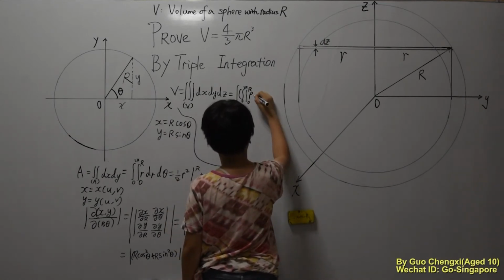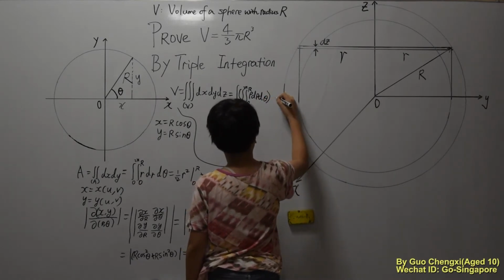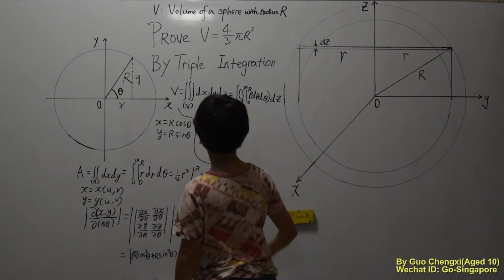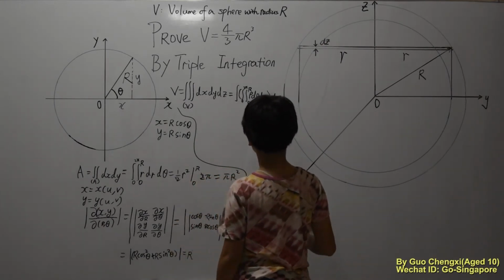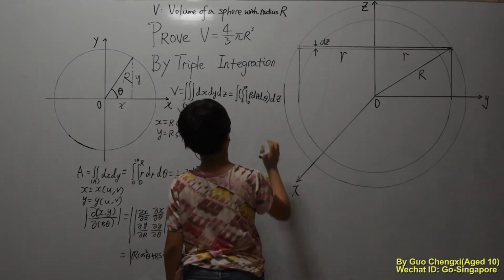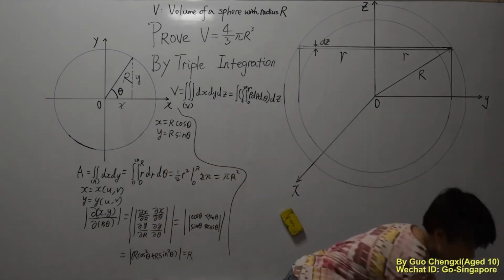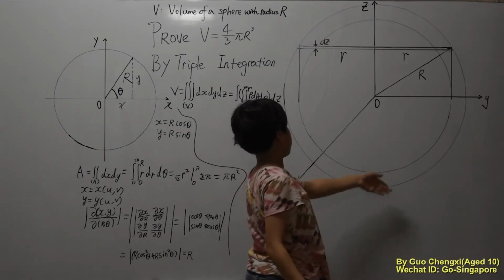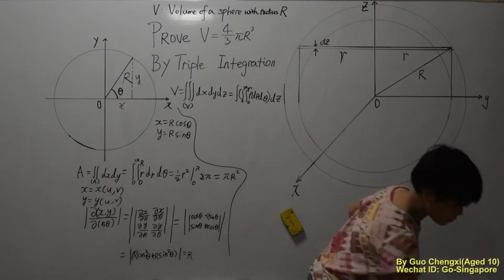you will get rho d theta and then dz. But wait, what's the range of z? The range of this is small r, not big R. So this range is basically stacked from the bottom until the top. Similarly, this part is just going down shell by shell, okay?